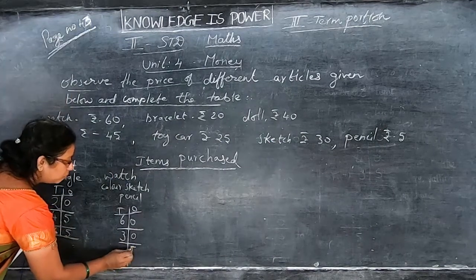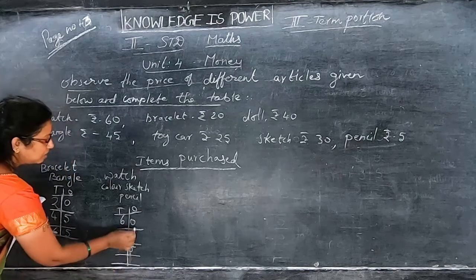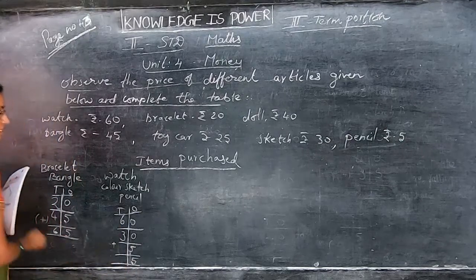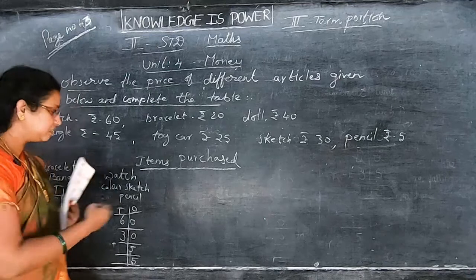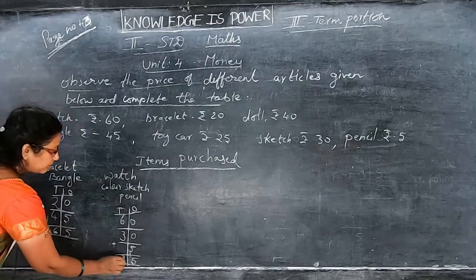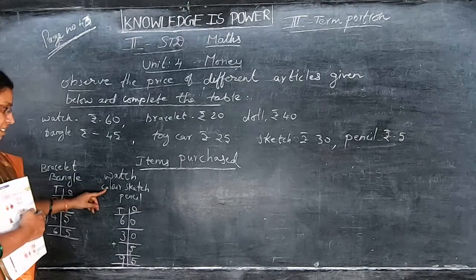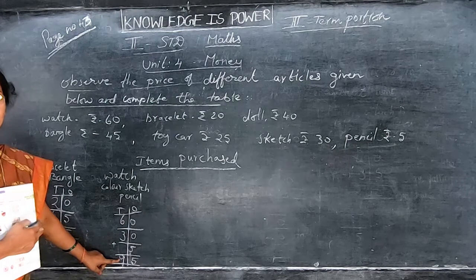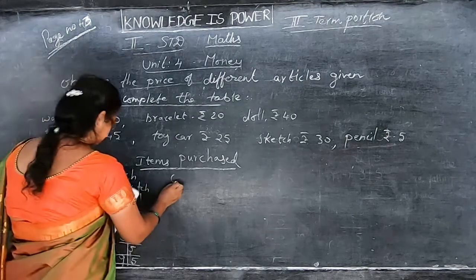We are going to put total now. See here, 0, 0 is there. So 5 will come here. See, 6 in the mind, take 3 in the finger. After 6, 7, 8, 9. 95 rupees. For 95 rupees, they bought watch, color sketch and pencil. Okay, 95 rupees. The next one you see, color sketch and doll.